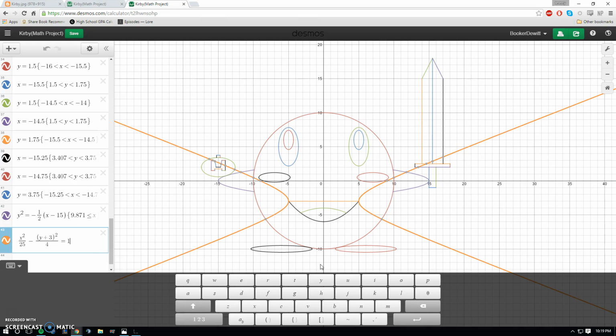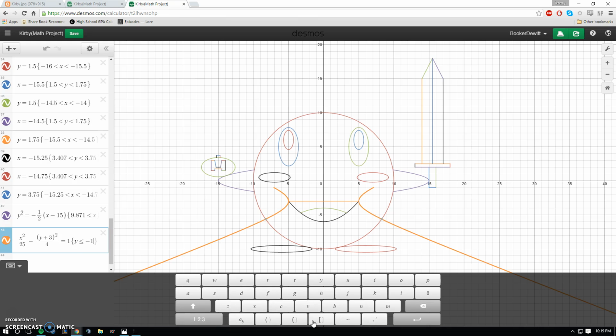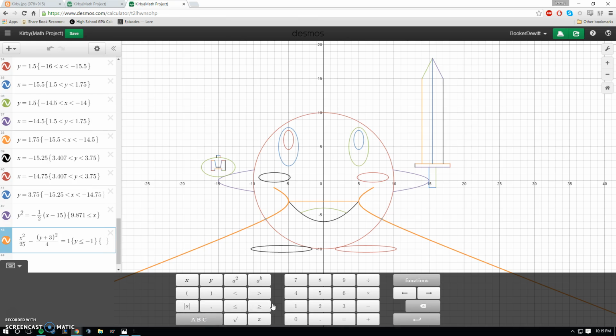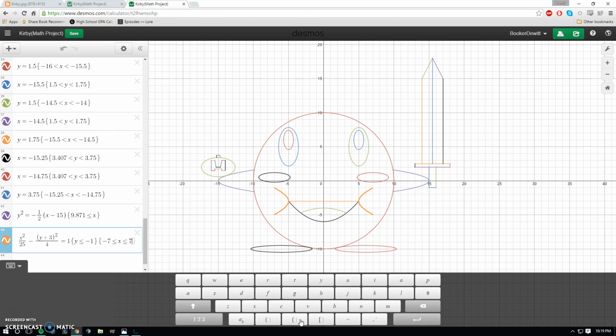And then I need to restrict it so it would end within the face. So this restriction was y is less than or equal to -1 to keep it from going too far into his cheeks. And then for the restriction of the domain, I put -7 is less than or equal to x and less than or equal to +7. And then we get a restriction going right there. It stays within his face. It looks proportional. And that was my Conics project.